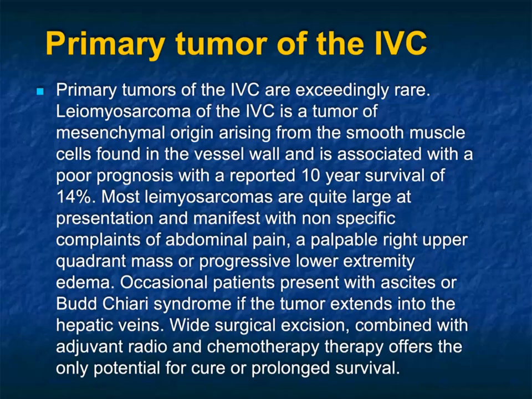Now, the next thing I want to talk about are primary tumors of the IVC. Primary tumors of the IVC are very rare. The most typical one is leiomyosarcoma. So let's do this. Let's stop right here and let's come back in a few minutes and talk about primary tumors of the IVC.